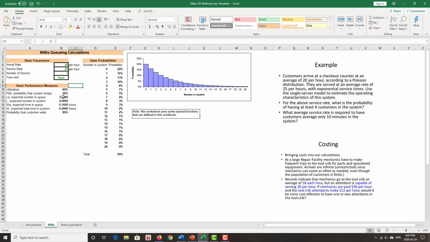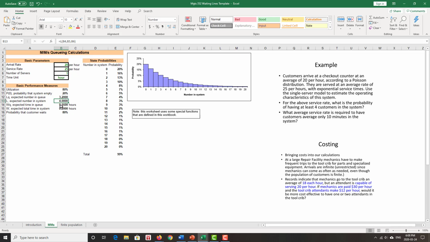Okay. So we think of LQ. 3.2 is the average number in the line. Yes, I know you can't have 0.2 of a person, but this is an average. This means that sometimes maybe it's 3, then a few times it's 4, then a couple times it's 2, and so on. Okay, so it's okay. The average doesn't have to be an integer. It's an average. It's not saying that 3.2 people are ever actually in the lineup. L is the number in the system, so on average we expect 4 people to be in the system, both in the line and receiving the service.